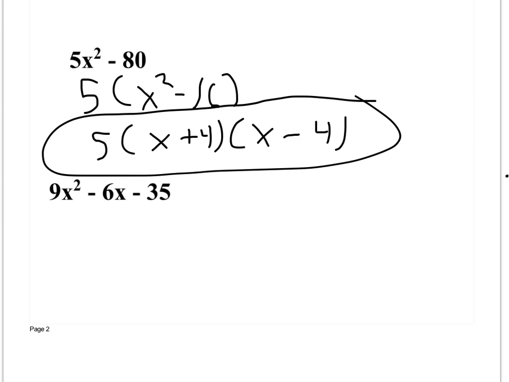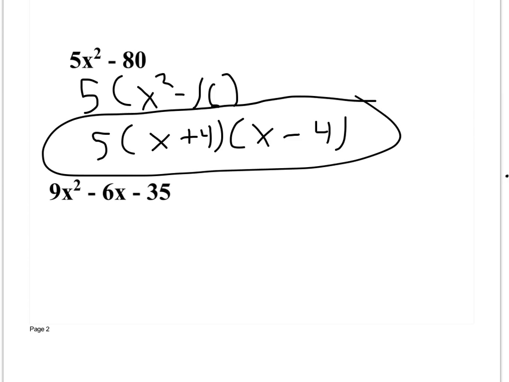9x squared minus 6x minus 35. There's nothing I can factor out. If it asks you, is this a perfect square? This is no, because is 35 a square? No. 36 is a square, but 35 is not. So instead what we do is we just factor it.